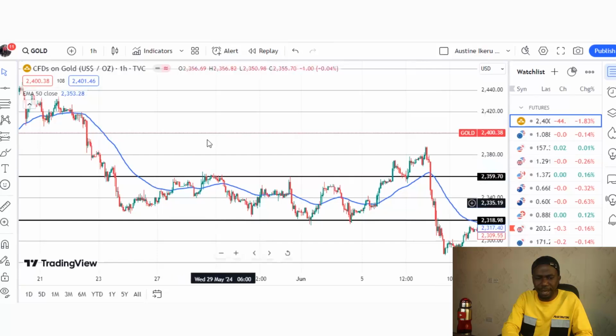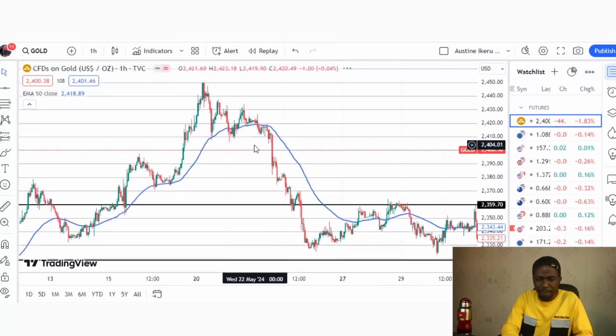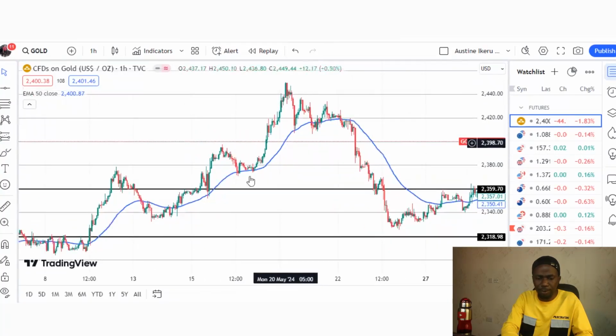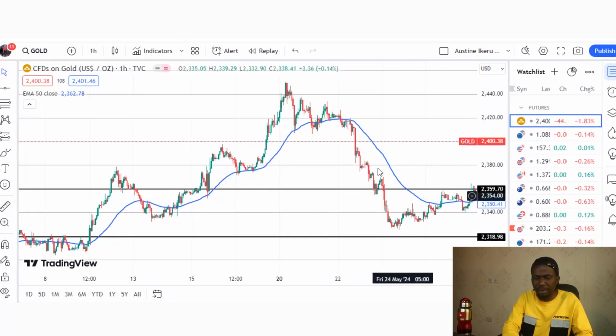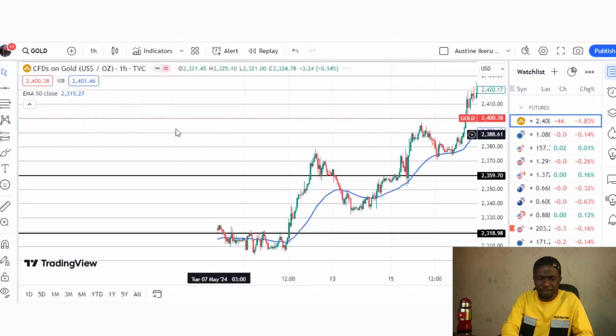But if you want to identify a trending market, then the price must be above the moving average or below the moving average. So from this point up to this point, you can see that the price is consecutively above the moving average, telling you that the market is in an uptrend. So here the price is below the moving average, telling you that the market is in a downtrend. So each time price is above the moving average, you take a buy trade, and each time price is below the moving average, you take a sell trade.